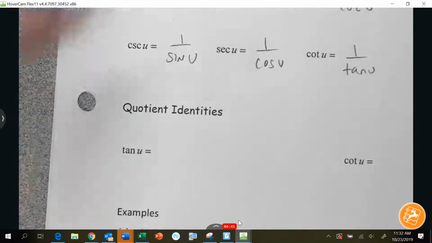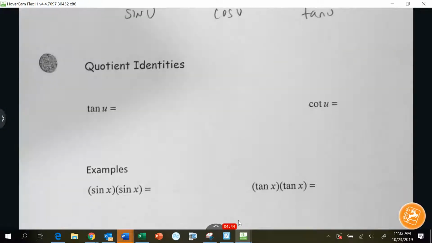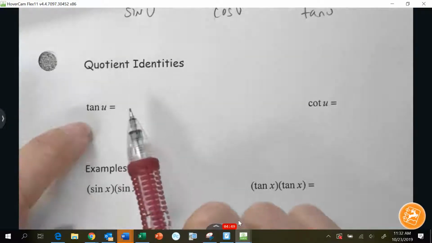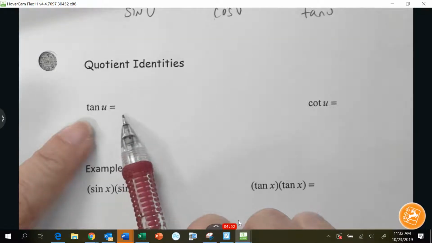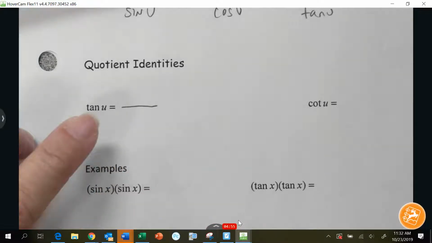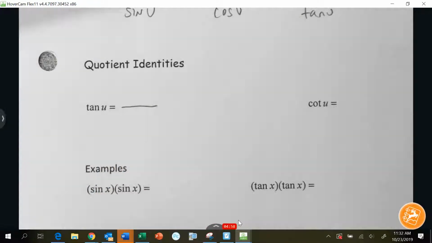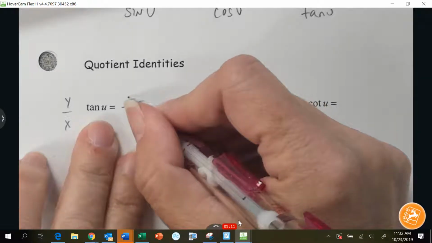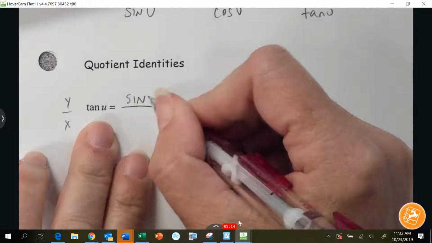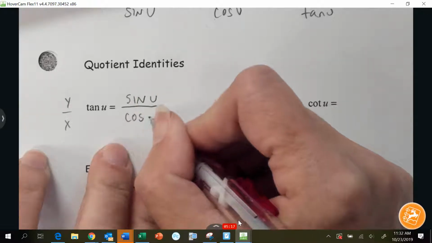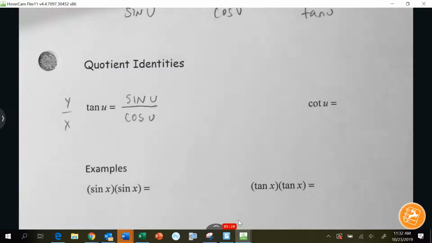All right. There are other identities. Actually, there's lots of identities. Here's another one. These are called quotient identities. So this is different than a reciprocal identity. A tangent u is equal to two things divided. Now you guys are going to help me come up with this. When I say tangent and we're talking about the unit circle, we're talking about finding tangent, we always put what over what? And put y over x, right? And then on the unit circle, y is what? Sine. So tangent is the exact same thing as sine u over cosine u. This is a quotient identity.